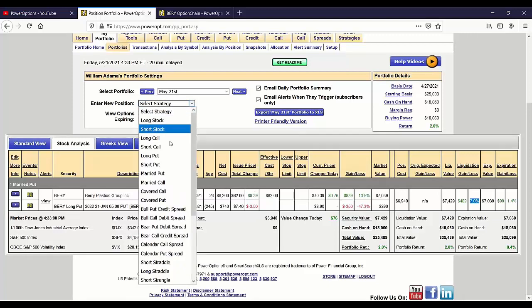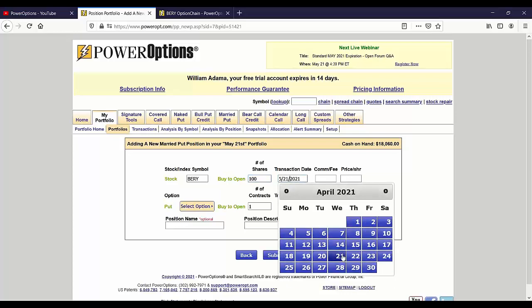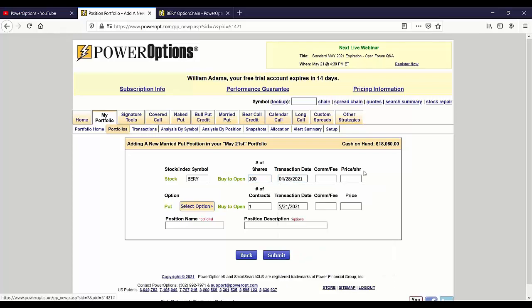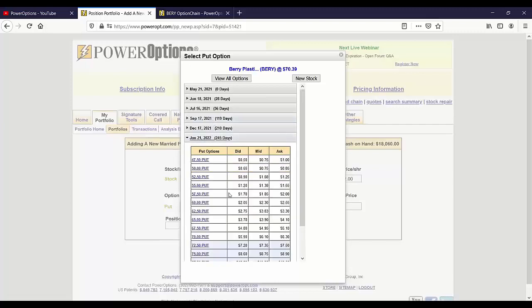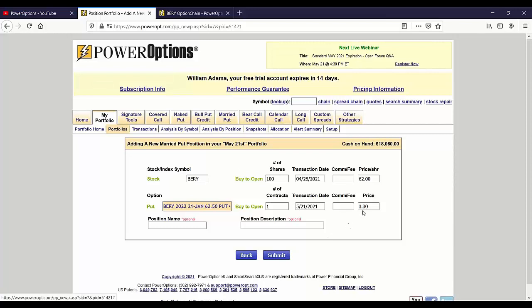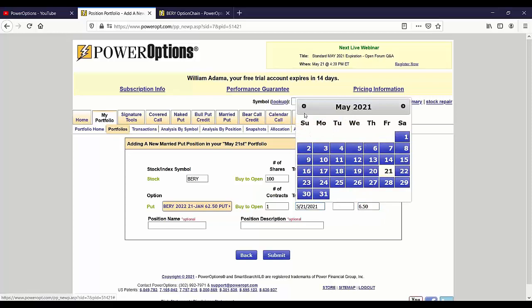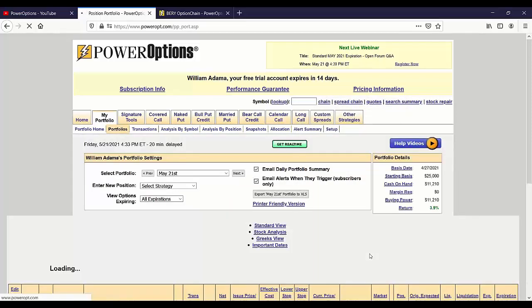Now, let's add in another position. Same date, the 27th or the 28th. I think I put in the 27th errantly on the last position, but that's okay. So we're going to enter the same married put on the 28th. Stock closed at $62 per share. We're going to use the at the money January 62.5 put for a price of $6.50. I don't need to really do the dates here. We just want to make everything look accurate. Okay, now let's go ahead and submit that.